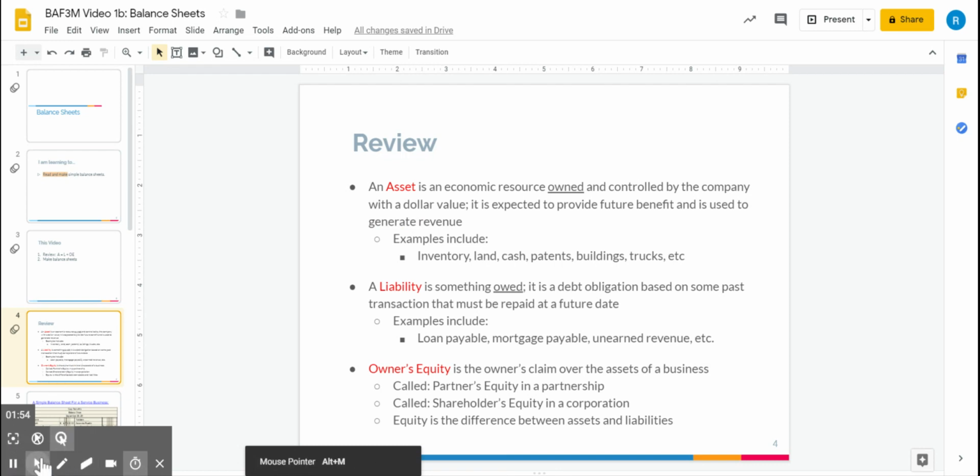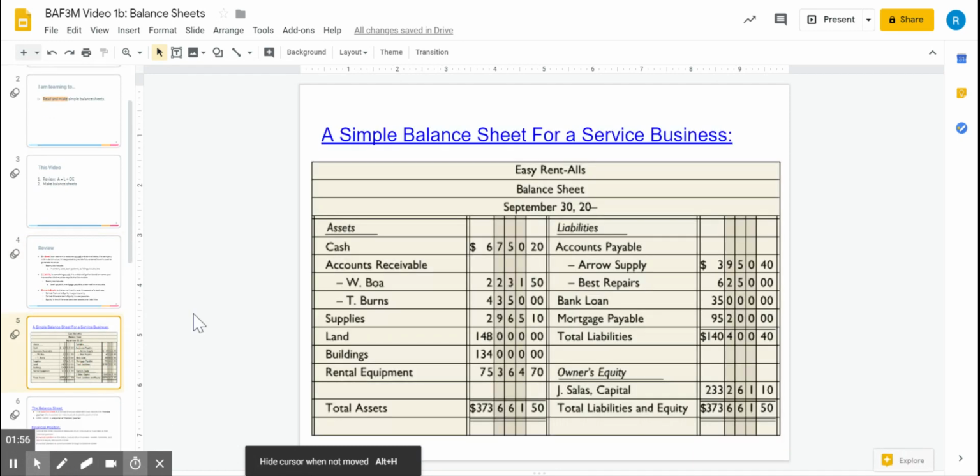Whoops, I'm getting to learn this new system here. Let's look at balance sheets. So the big part of this lesson is learning what a balance sheet is and how to make it. So I encourage you to look at this right here.